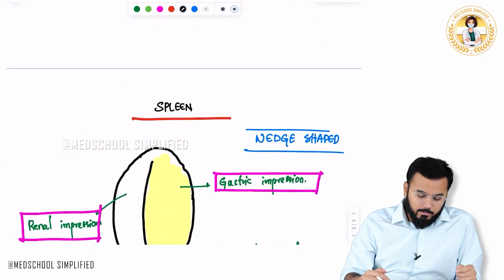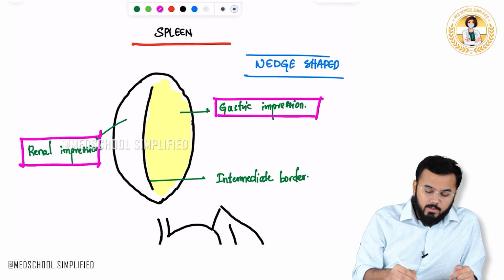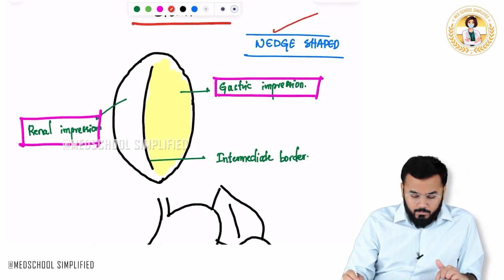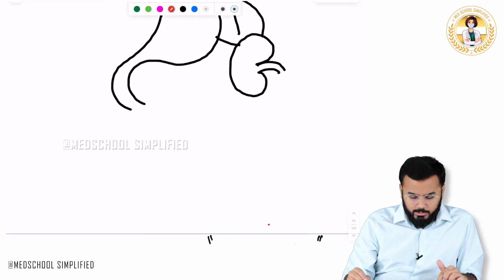So what are the important spleens we have discussed? The first spleen which we discussed was the wedge shaped spleen. Wedge shaped spleen is having how many impressions? Two. One is called gastric, another one is called a renal impression.